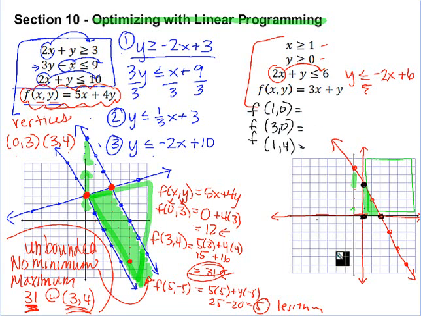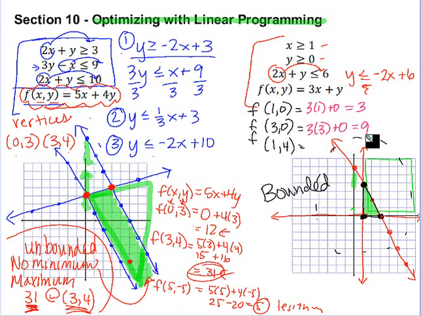Now notice here on this graph that this is a bounded region. This is bounded because the graph is clearly confined to this area. Okay, so now we just plug in the values that we got for our vertices. So at 1, 0, that means x is 1 and y is 0. So 3 times 1 plus 0 is 3. F of 3, 0, so our x is 3, our y is 0. 3 times 3 plus 0 is 9. And f of 1, 4, our x is 1 and our y is 4. 3 times 1 is 3 plus 4 is 7.